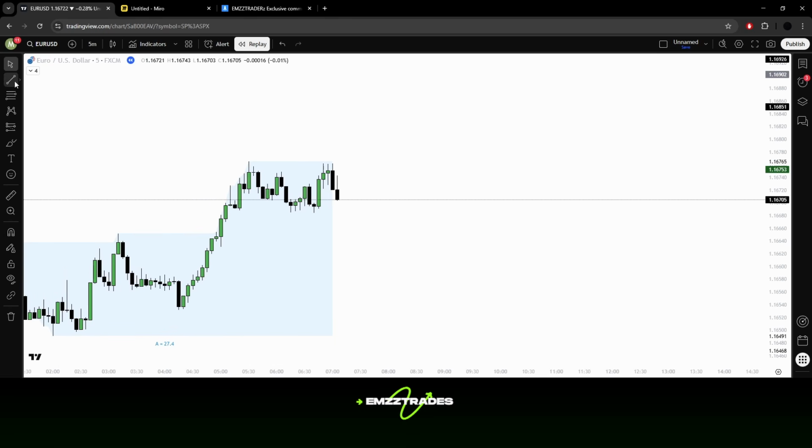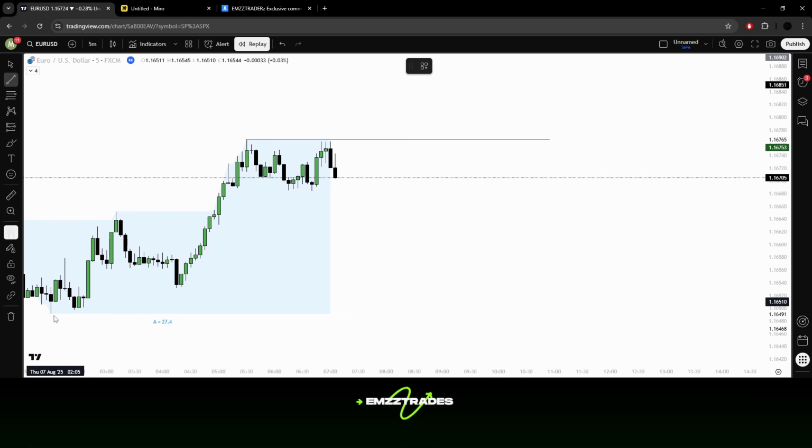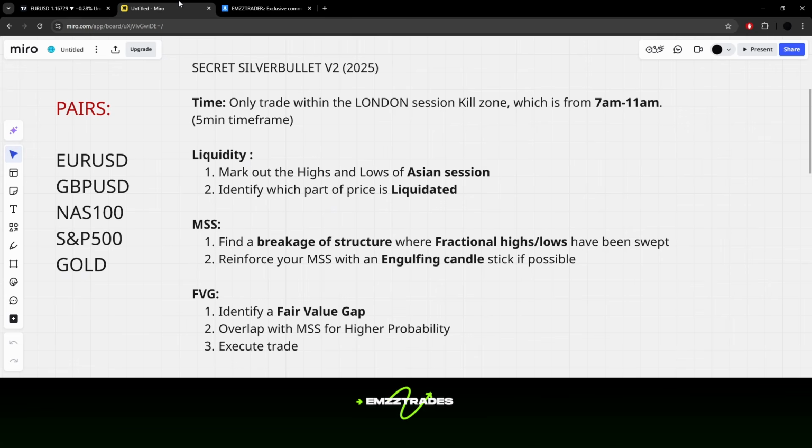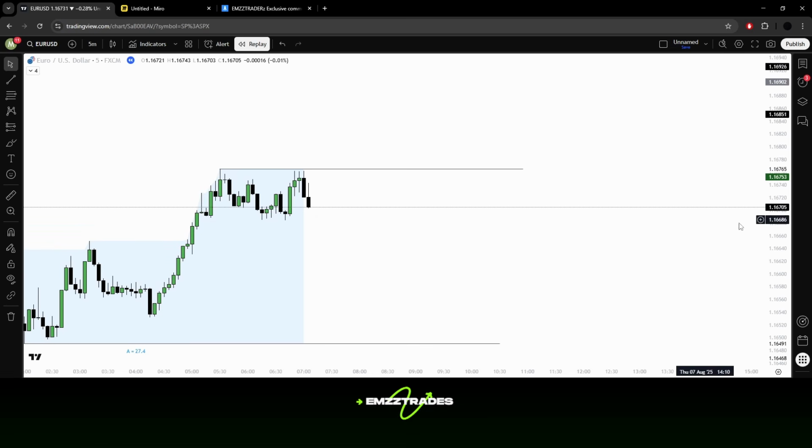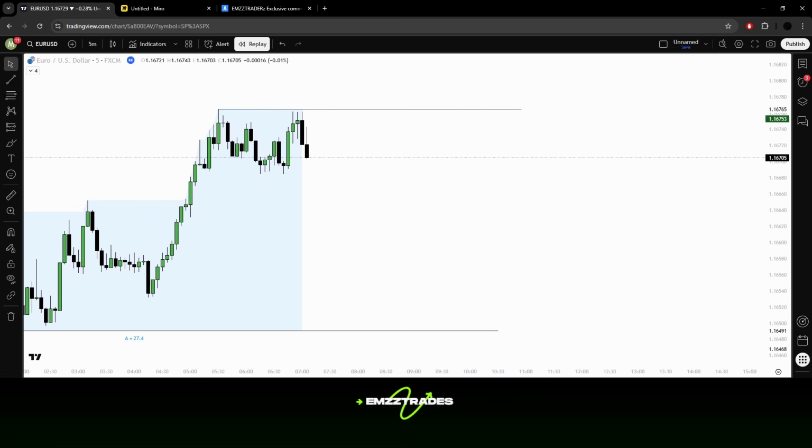As you can see, what we're going to be doing now is marking out our highs and our lows of Asian session, right? So this is the highest point of Asian session and this is the lowest point of Asian session. So you mark out the highs and the lows of Asian session to identify which part of price is liquidated first. This means which part of price actually gets completely swept by price.